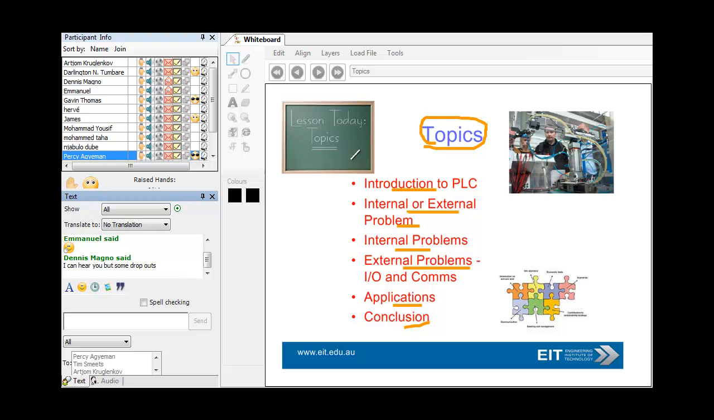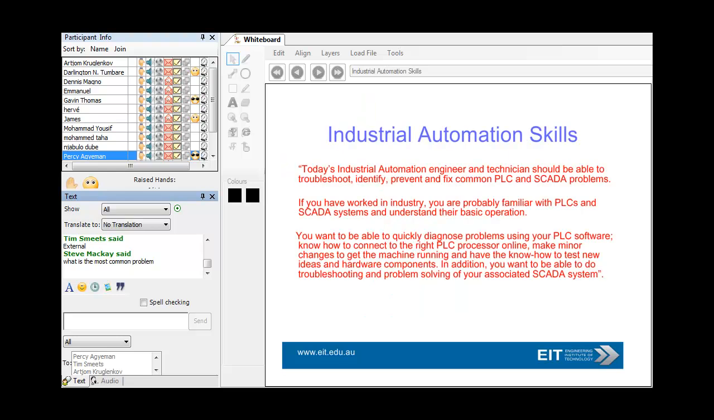Maybe my internet here. Can anyone tell me what is the most likely problem you have with the PLC? Internal faults or external problems? In other words, external lines, in your experience. What is the most common problem? Yeah, thanks very much. Gav, absolutely right. External is the number one problem, absolutely. Now let's just have a quick look at what we're talking about there. I think it's about 70%.